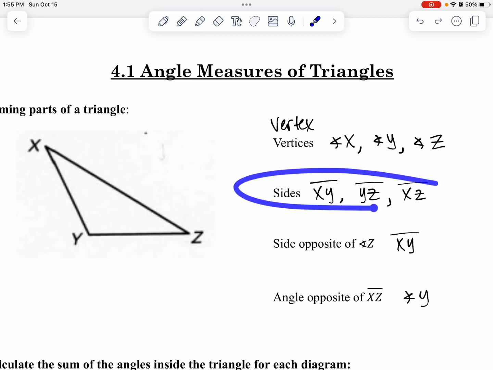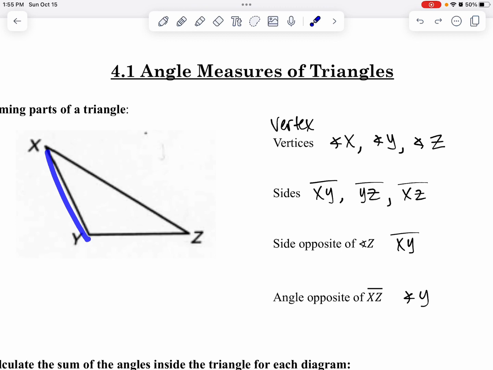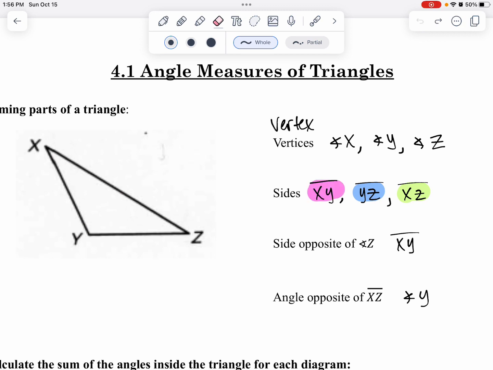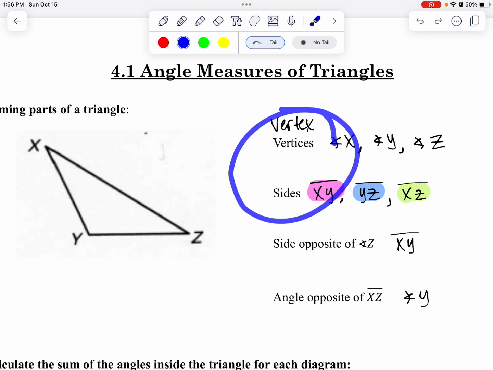Okay, the sides, you probably know what those are, but here's an example of one side, XY. I'm actually going to use some highlighters here so that you can get this. That's one of the sides. I've got YZ as another side, and a third side is XZ. There we go. That's what I'm talking about when I'm talking sides. So two different vocab words here, vertex and sides.